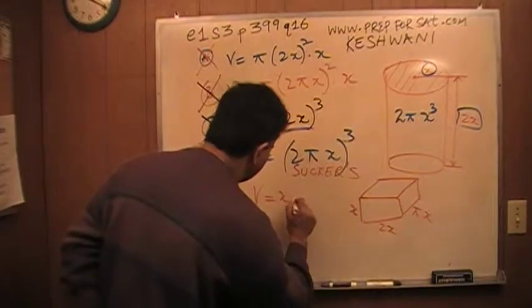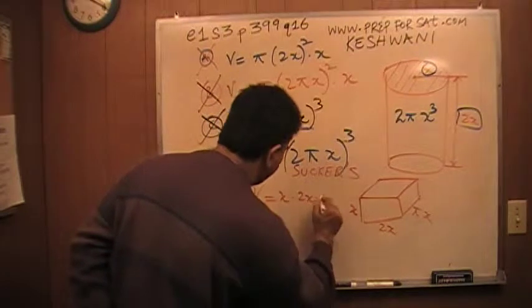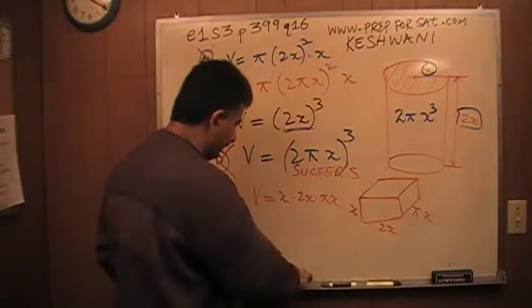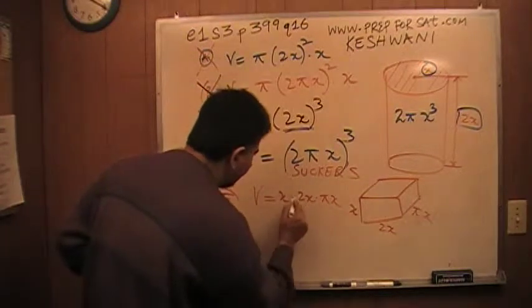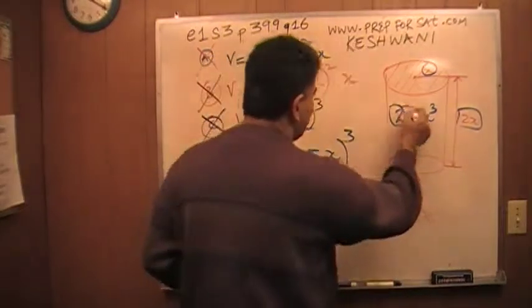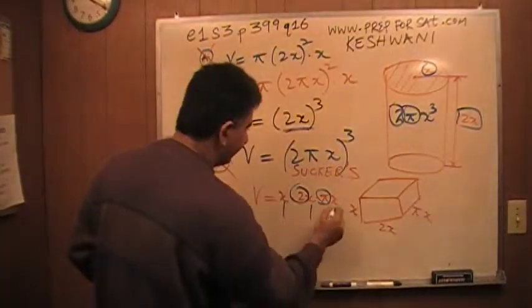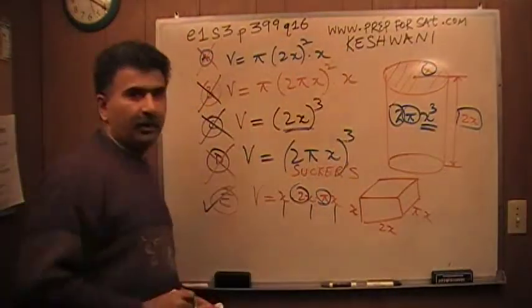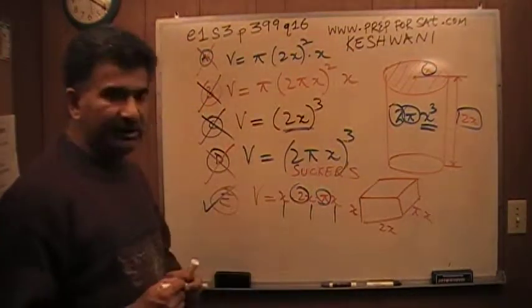x times 2x times pi x. Let's see what we get here. When we combine everything together, we're going to have our 2, we have our pi, and x times x times x is going to give us the x cubed that we're looking for. Et voila. This is it. E is the answer.